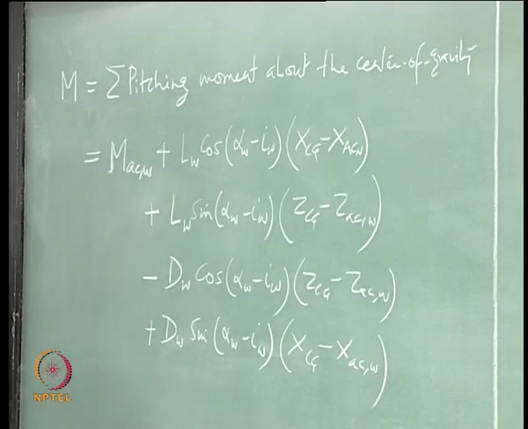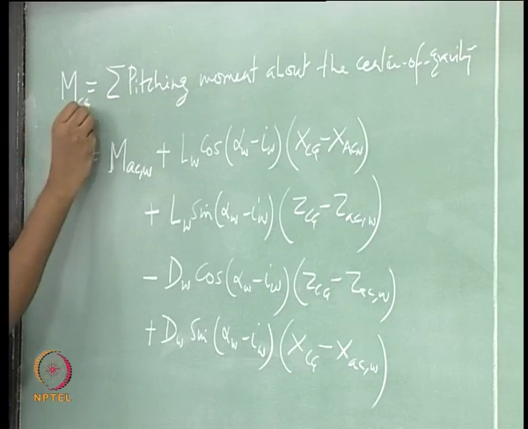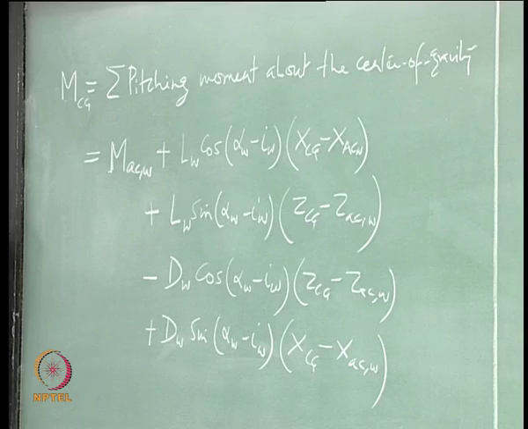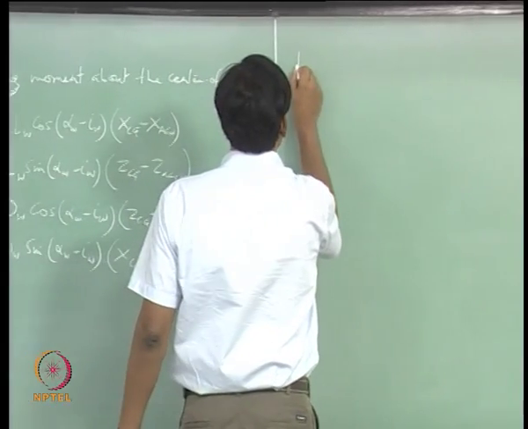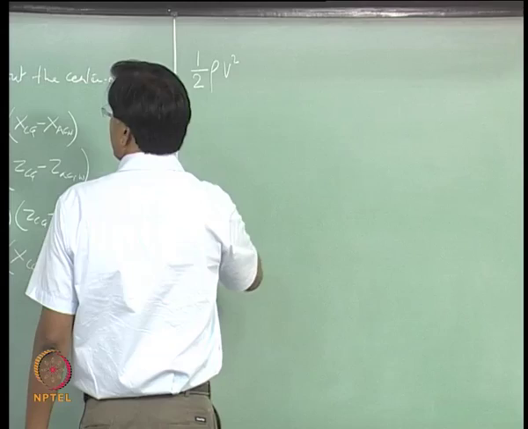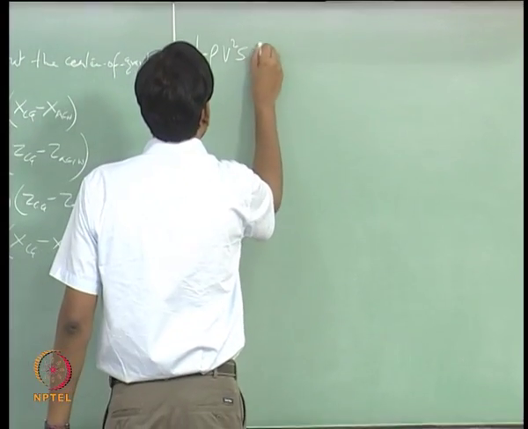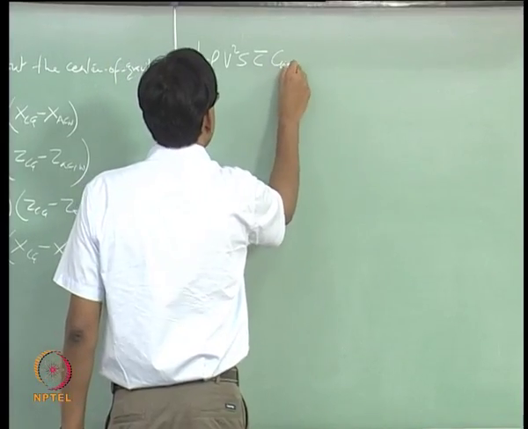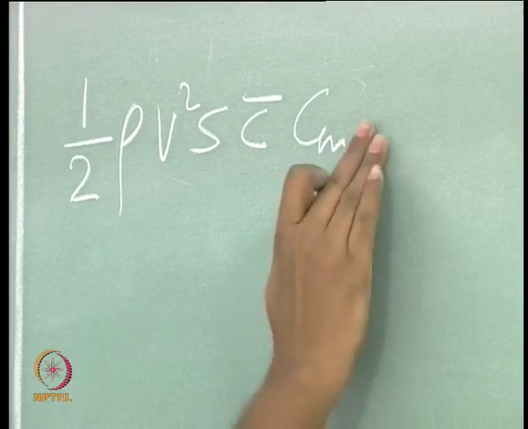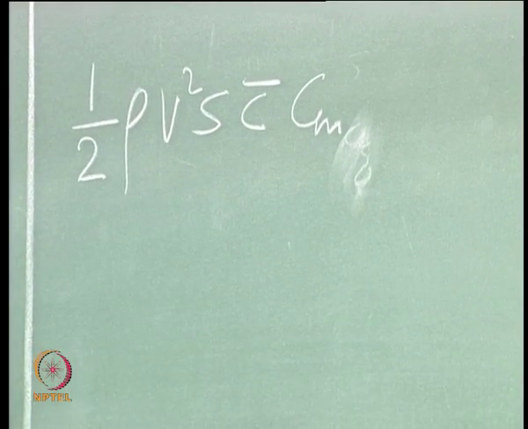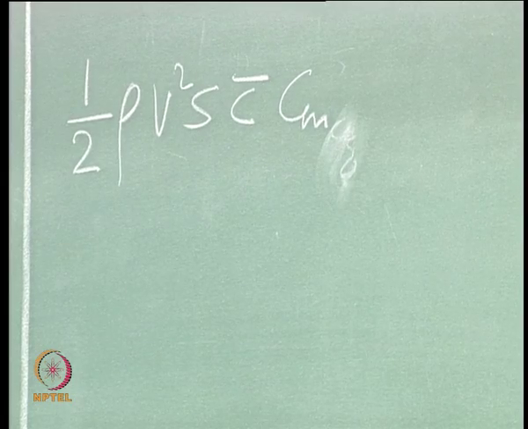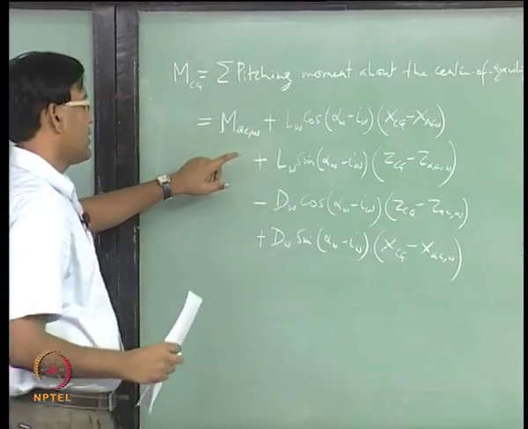And this is equal to, so the sum of all the pitching moments due to all components of forces here is equal to M. This M is about the CG. Now, we can expand this equality relation. So, MCG is half rho V squared S into C bar into CmCG. We can drop this CG because we are always taking moments about the CG. So, wherever we do not need it, we will drop that CG.